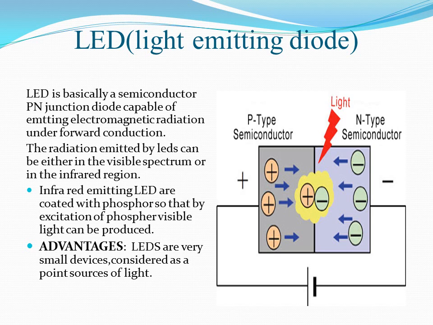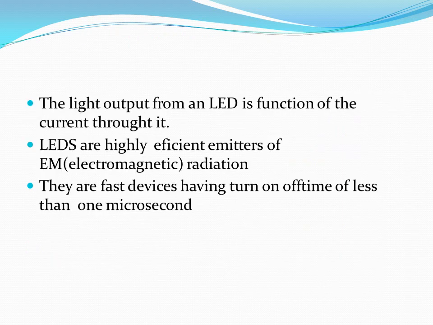Here we can see the construction of a light emitting diode. P-type semiconductor and N-type semiconductor are combined, and when supply is provided, light is emitted. Advantages: LEDs are very small devices considered as point sources of light. The light output from an LED is a function of current through it. LEDs are highly efficient emitters of electromagnetic radiation. They are fast devices having turn on and off time of less than 1 microsecond.